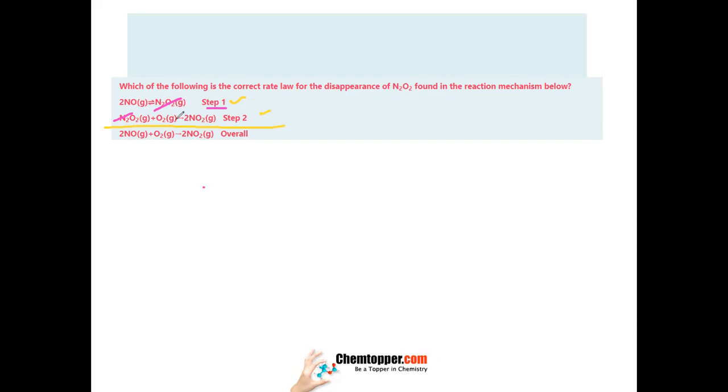Do we have any catalyst? No, because the rest are all part of your overall reaction. Catalyst is also not part of the overall reaction, right? I can see NO here, O2 here, NO2 here. So there is no catalyst. Okay, now how many steps? 2 steps. How many intermediates? 1 intermediate. I'm making the energy profile.